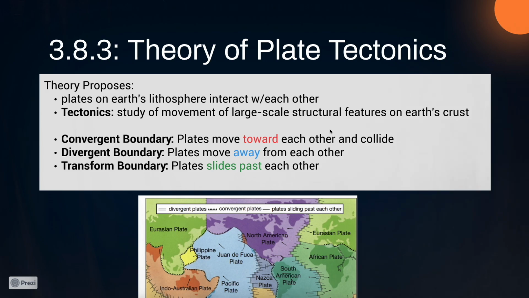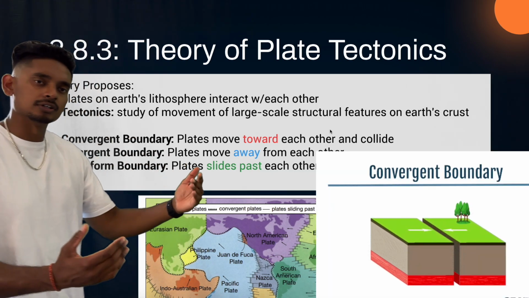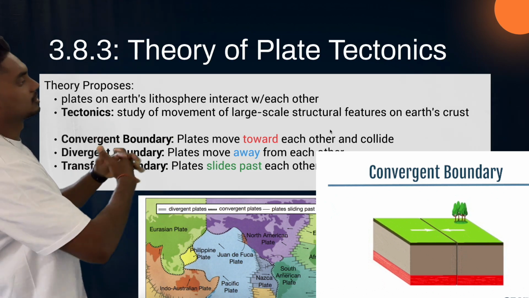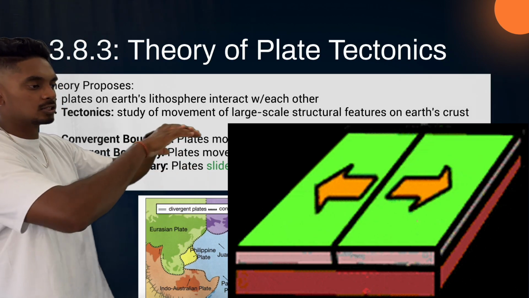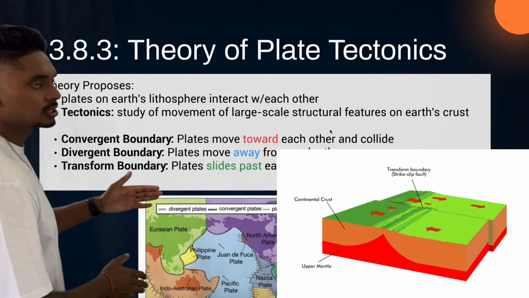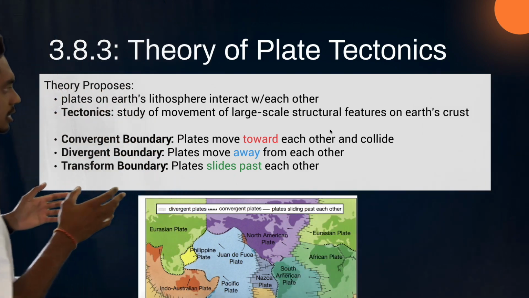Now you have three types of boundaries here between the tectonic plates. You have convergent. Converge means to come together: plates that move together towards each other and collide. Divergent, like divide, spread apart: plates that are moving away from each other. And then transform boundaries. These ones slide beside each other. Okay, so that's the three ways that plates can interact with each other.